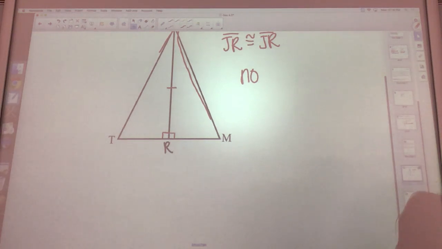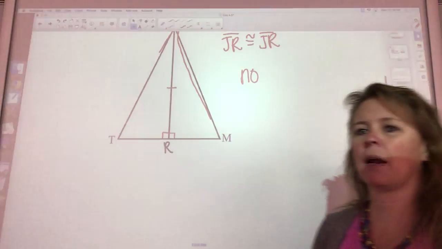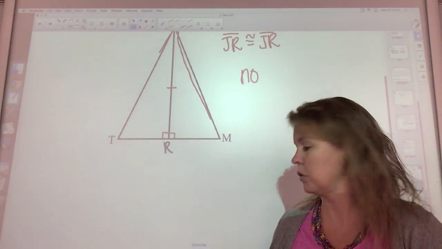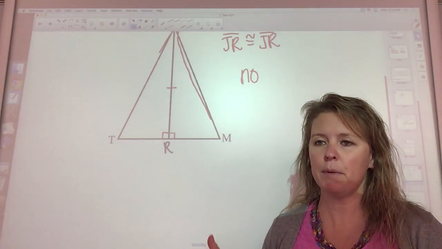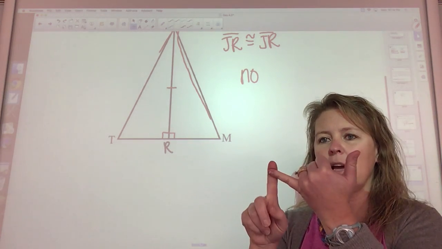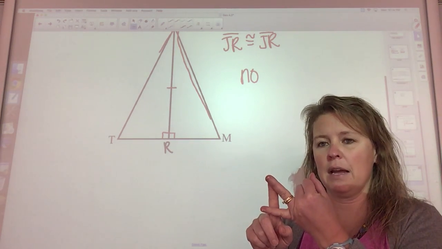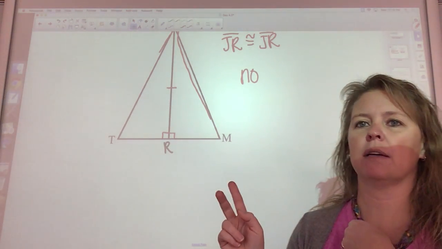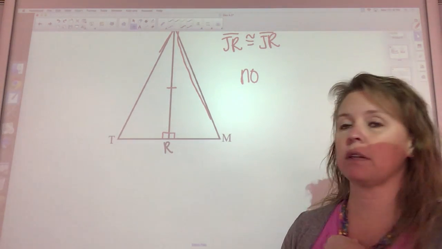That's it. Nice, short, abbreviated notes, but I didn't want it to get to be too much with the two different versions. So good luck. Keep doing your assignment. We now have SSS, SAS, and HL. We still have two more to go with ASA and AAS. So focus on these and get them right.